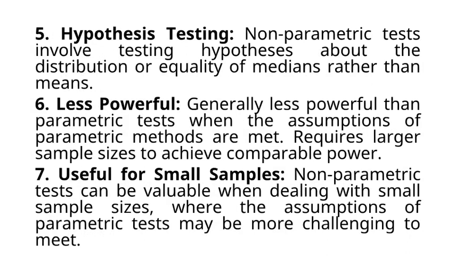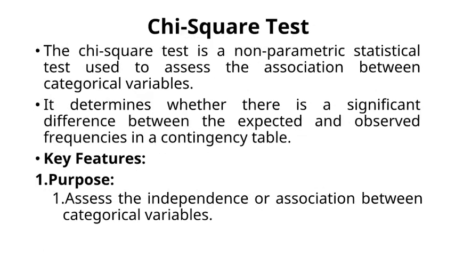5. Hypothesis testing. Non-parametric tests involve testing hypotheses about the distribution or equality of medians rather than means. 6. Less powerful. Generally less powerful than parametric tests when the assumptions of parametric methods are met. Requires larger sample sizes to achieve comparable power. 7. Useful for small samples. Non-parametric tests can be valuable when dealing with small sample sizes, where the assumptions of parametric tests may be more challenging to meet. One of the important non-parametric statistical tests is chi-square.